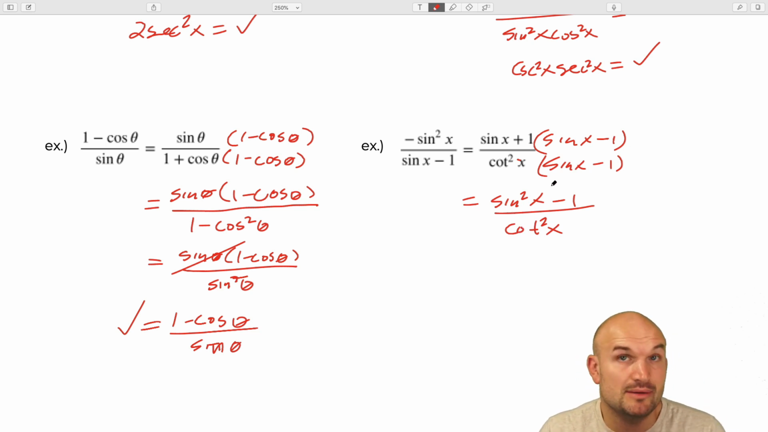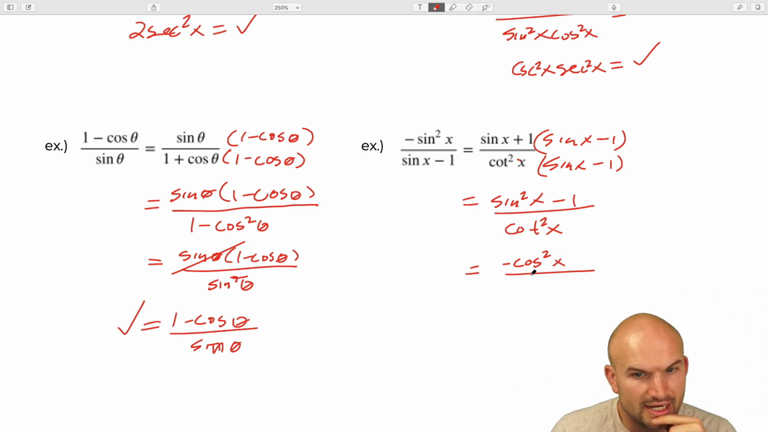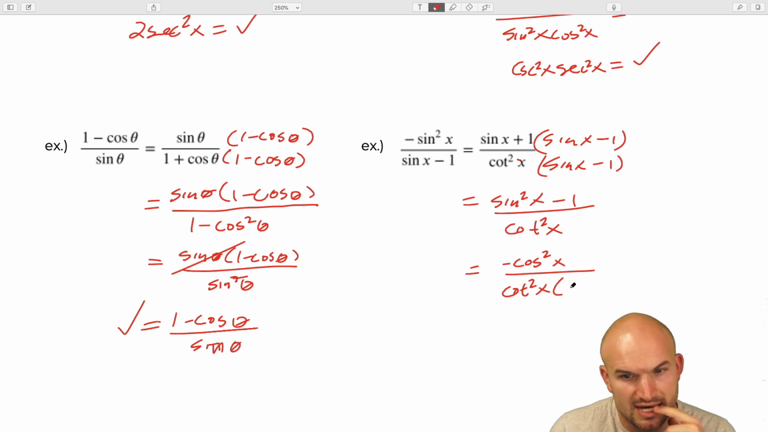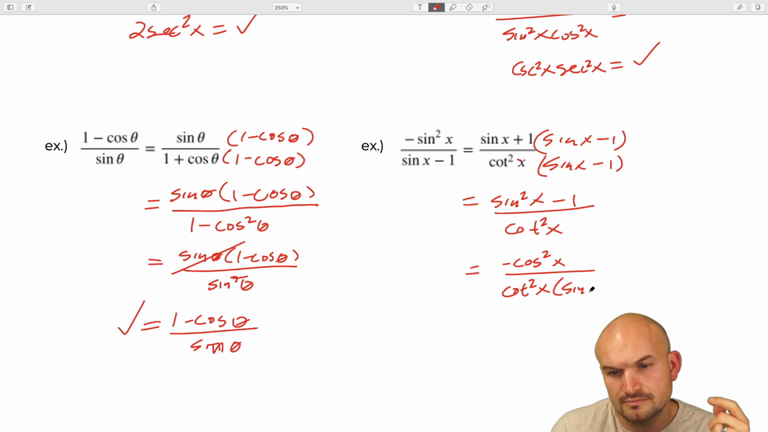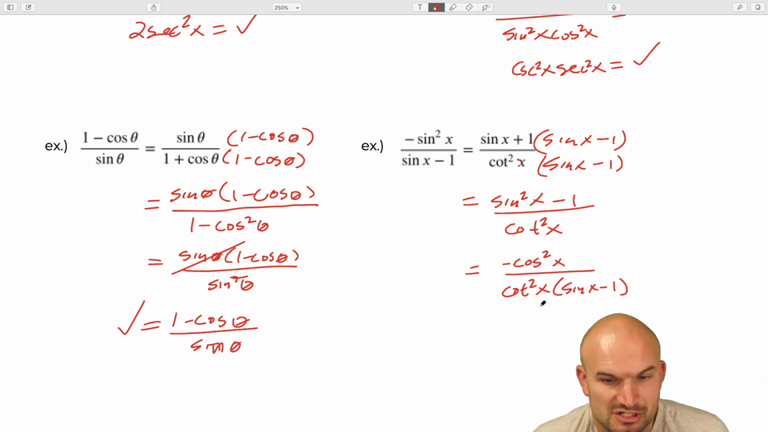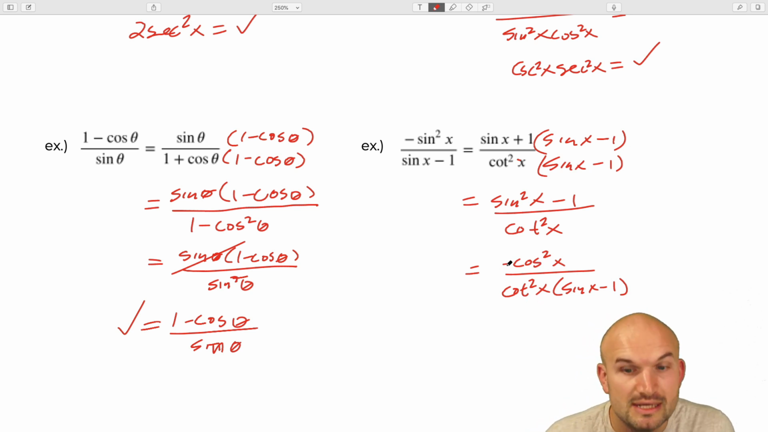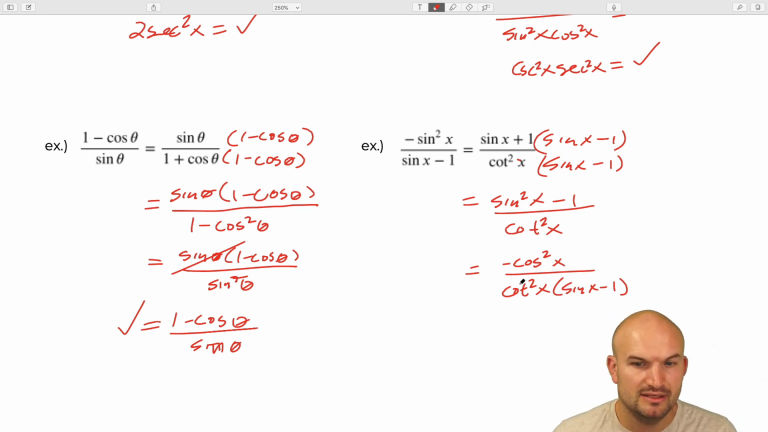Again, we see that this is going to be a Pythagorean identity, but this time it's going to be a cosine squared of x. This is x, not theta. All over a cotangent squared of x times a sine of x minus 1. Okay, so we have the sine of x minus 1. That's what we want, but we've got to get rid of this cotangent squared. So we're going to multiply by the reciprocal, which is tangent squared.